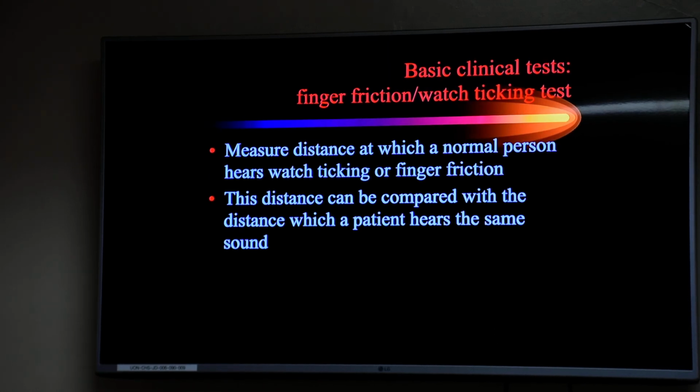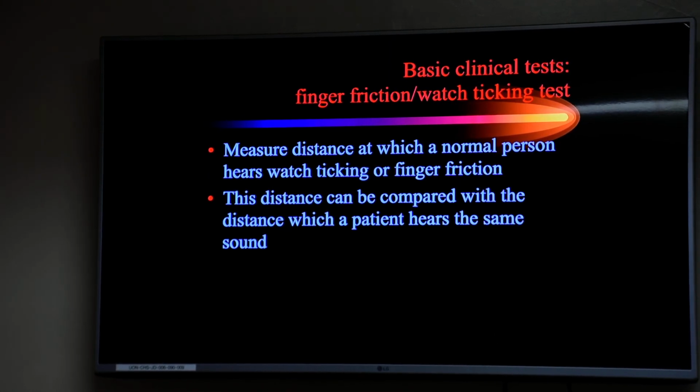Let's take a break there and then we come back to the individual tests.